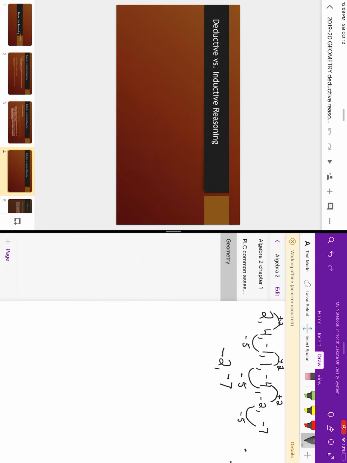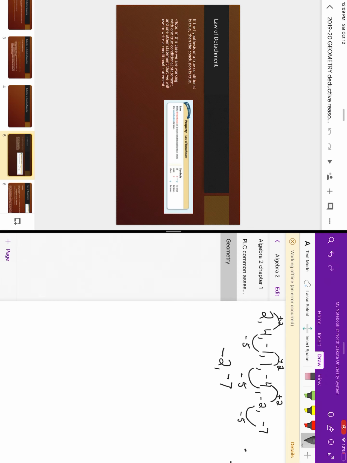All right, so what about if we were to use deductive reasoning? What does that look like? Well, that looks a lot like using the law of detachment and the law of syllogism. So here's the law of detachment. It basically says if P, then Q is true. So if we have a true conditional and P is true, then Q is true.